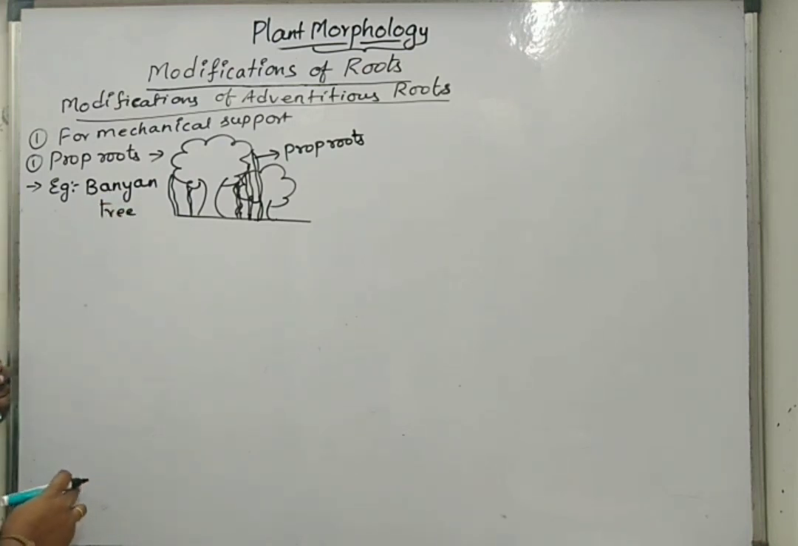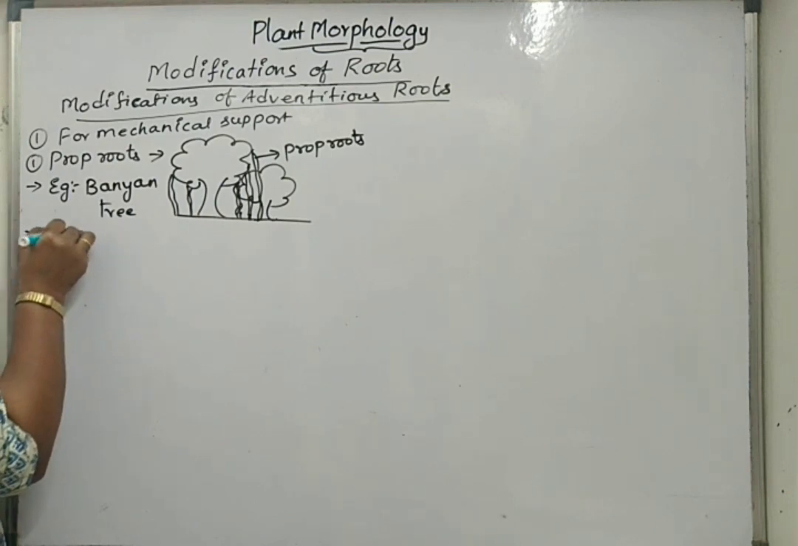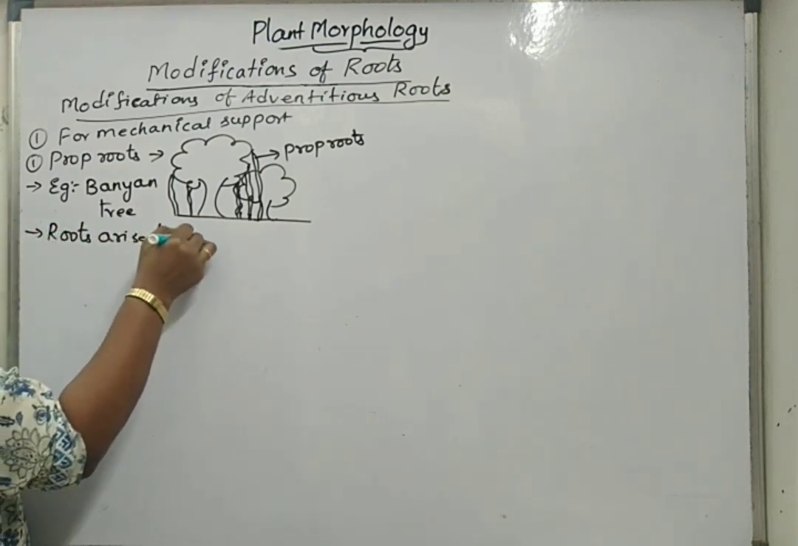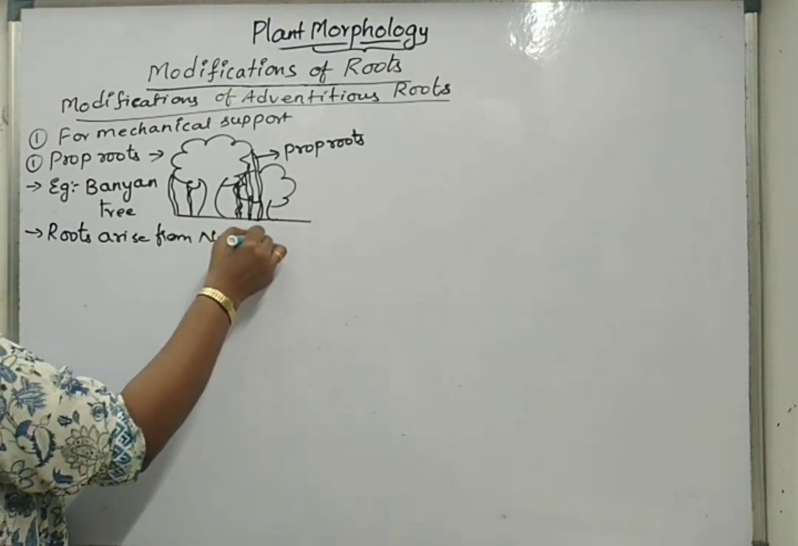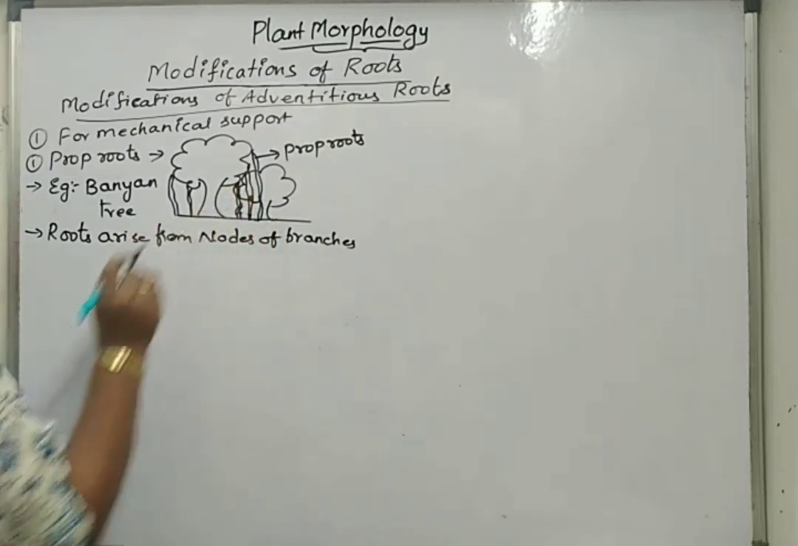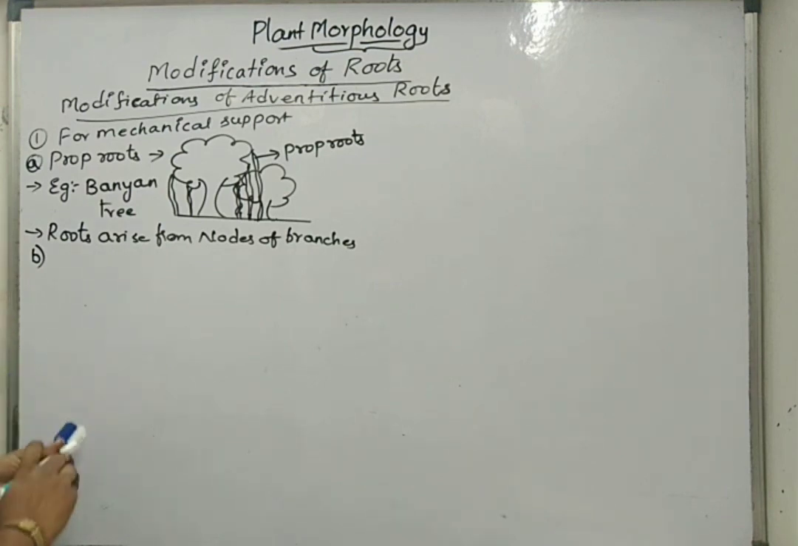Banyan tree, we know that it is a very big plant. So roots arise from nodes of branches. They grow towards the earth layers. Second type of mechanically supporting adventitious roots are stilt roots.